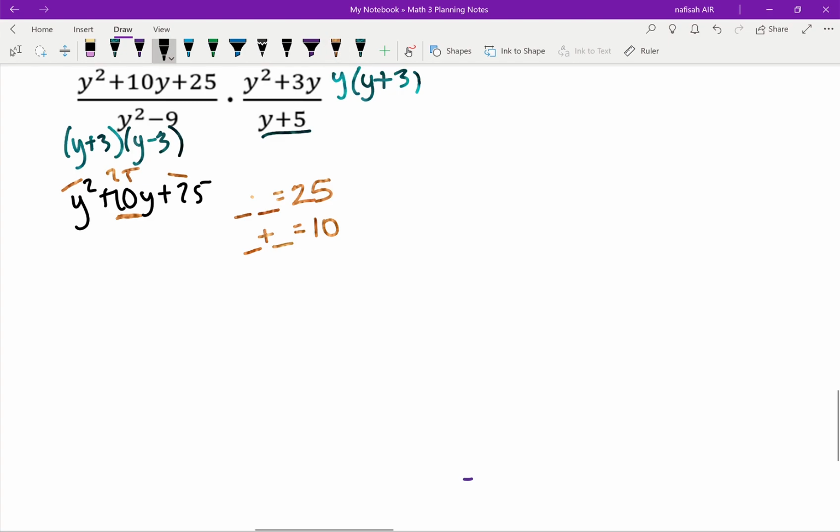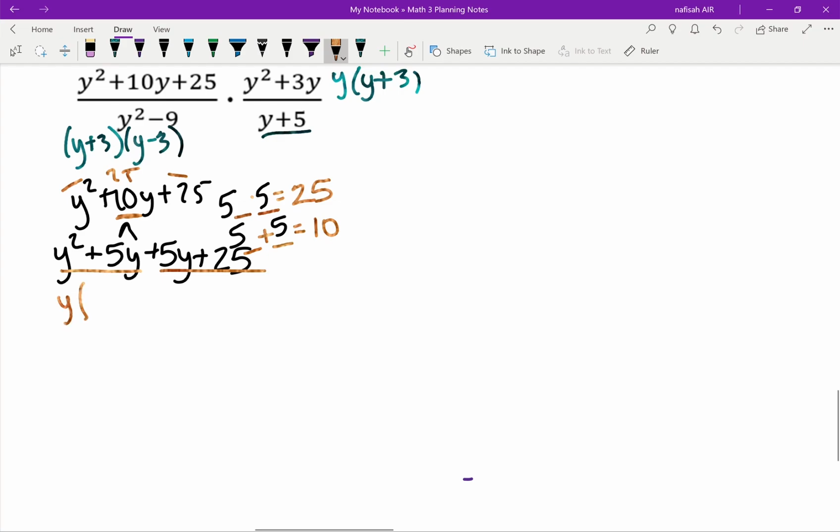Okay, so 5 times 5 will get me 25. 5 plus 5 will get me 10. If it was a negative 10, then I would do negative 5 plus negative 5. All right, so now I'm at the step where I rewrite the middle term using the numbers: y squared plus 5y plus 5y plus 25. All right, GCF, I'm going to start my factor by grouping. I group the first, group the last. There's a y, and then that'll be a y plus 5. And then here I have a positive 5, and that'll be a y plus 5.